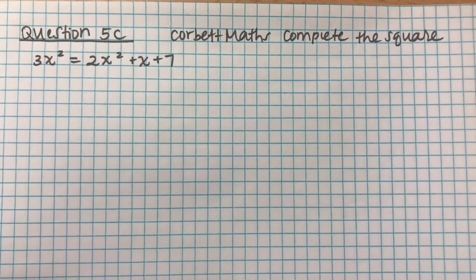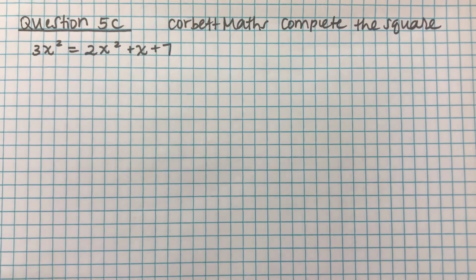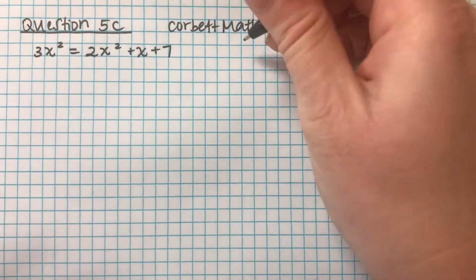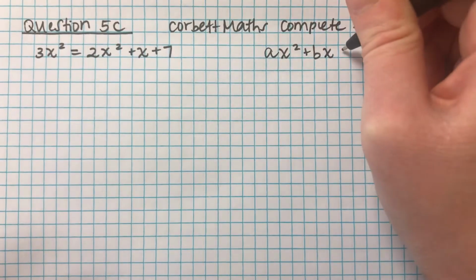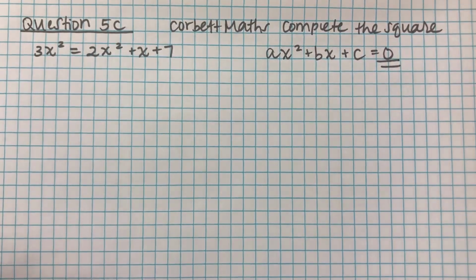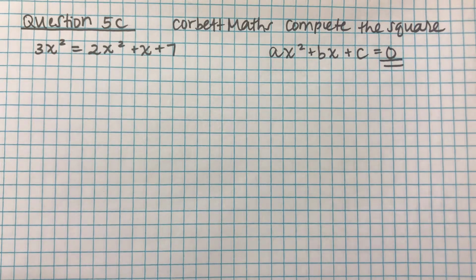Okay, this is question 5C from CorbettMaths, solving quadratics by completing the square sheet. When I look at this question, the first thing I notice is that we are not set up in this format, ax squared plus bx plus c equals 0. Before you ever begin to complete the square, I'd recommend that you set everything equal to 0. That means moving everything in your equation to one side of the equal symbol.